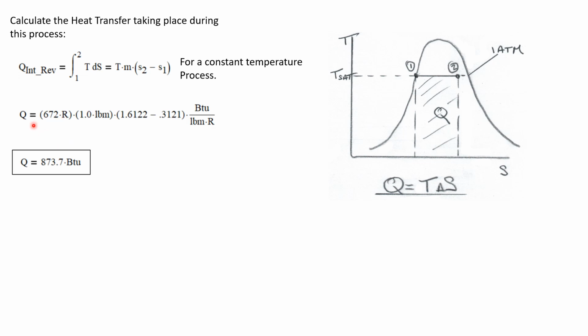So now we can say that Q is the temperature, 672 degrees Rankine, times the mass, 1 pound mass, times the change in specific entropy, which is s2 minus s1, and we've got values for that. And I calculate that the heat transfer that takes place during this process is 873.7 BTUs.